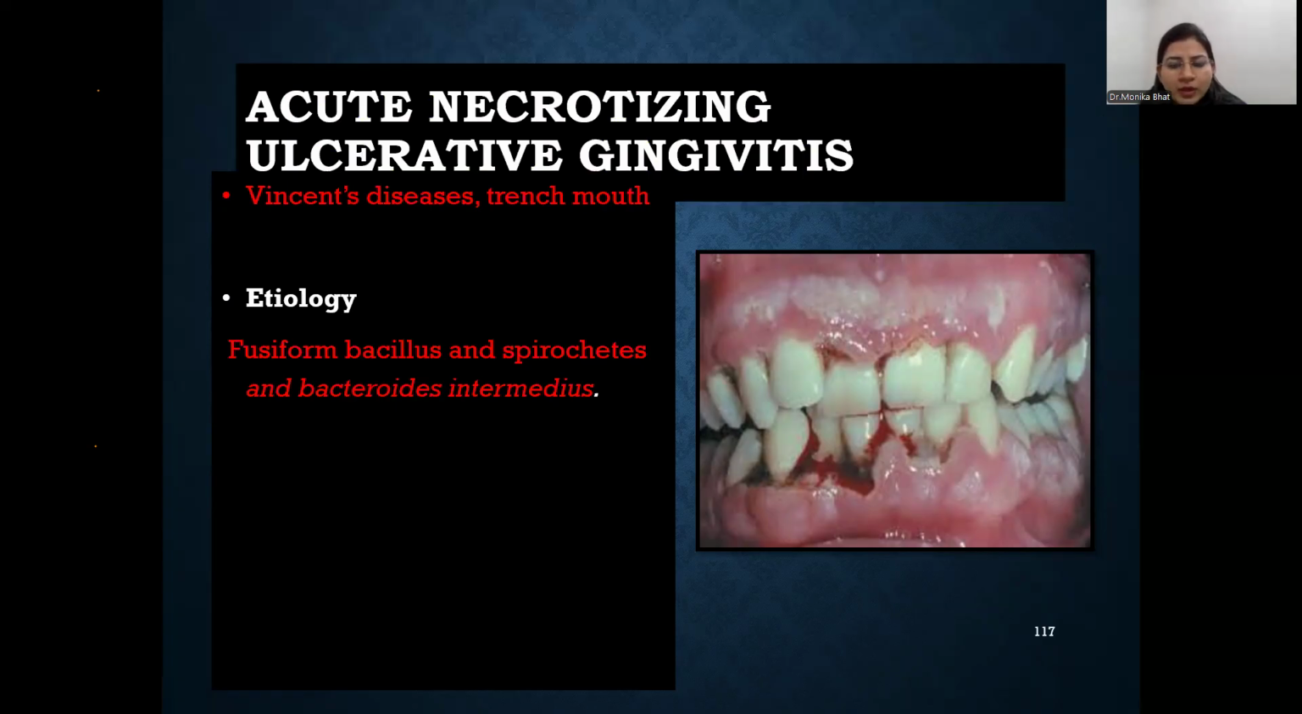or trench mouth. This was seen in persons who were living in trench areas. Hence, the name trench mouth is given to this kind of disease. The etiology is fusiform bacillus, spirochetes, or Bacteroides intermedius.